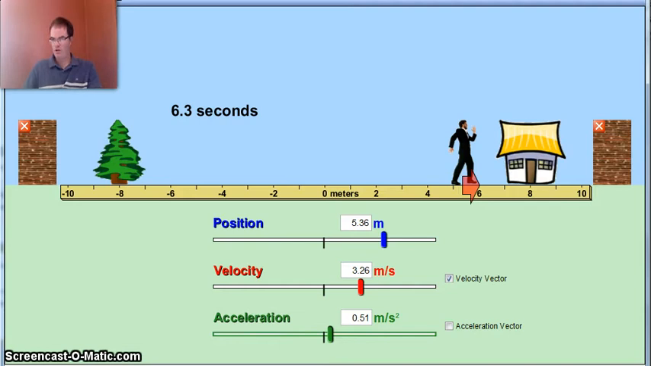Just a rough calculation shows us that he changed roughly 3 meters per second in close to 6 seconds. 3 meters per second divided by 6 seconds is about a half a meter per second each second. And sure enough, that's what we see down below. The acceleration is set to 0.5 meters per second each second.